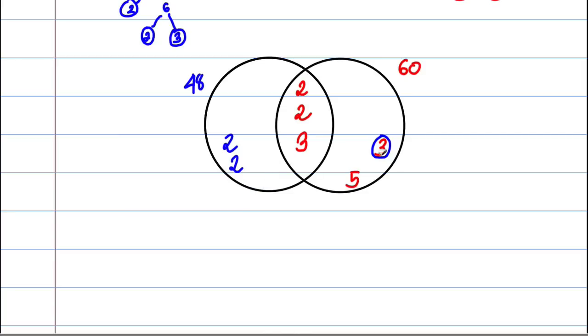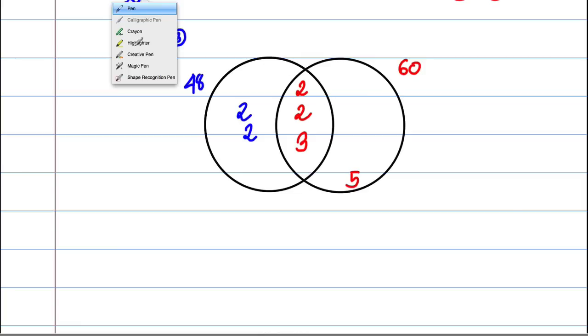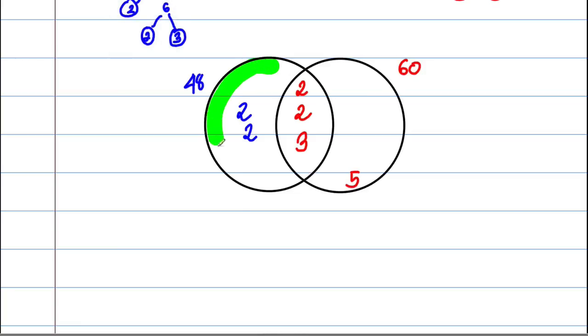So we can rub that 3 out and rub that 3 out. And now 48 is represented by all those numbers multiplied together, as it was before. But this time 60 is represented as well by all these numbers multiplied together.